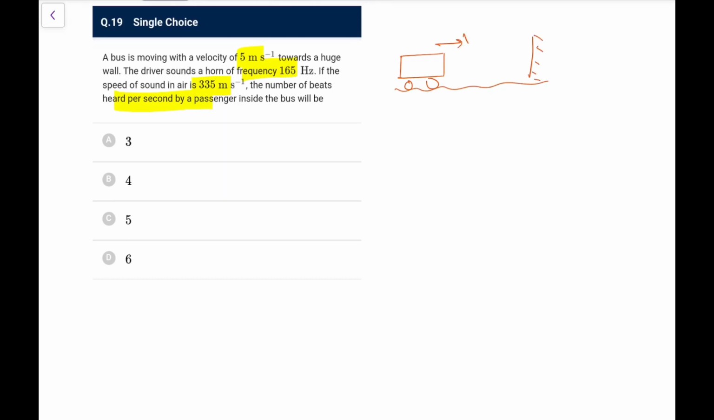So the bus is going with speed Vb. First of all, what is the frequency received by the wall? The frequency received by the wall is F naught times V upon V minus Vb, because the wall is stationary and the source is moving.